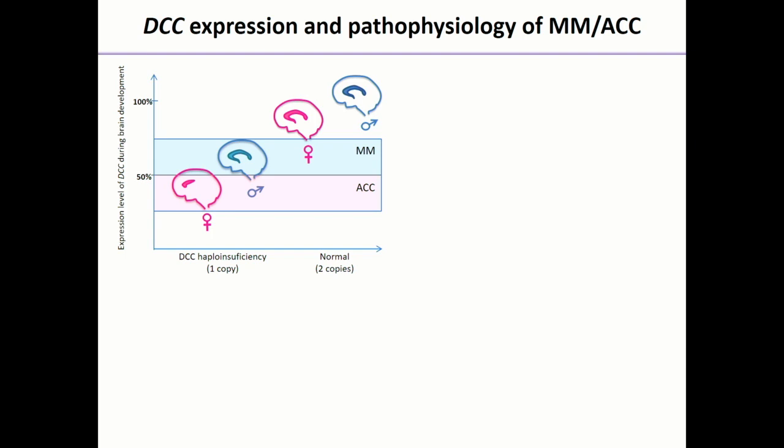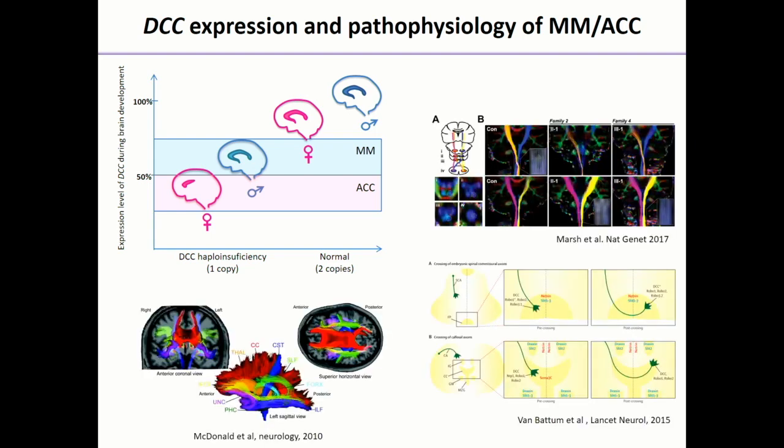DCC during development. So of course, if you have 2 copies, you have more DCC, or a normal amount of DCC. If you have only 1 copy, if you are a female, you have a bit less DCC expressed than if you are a male. But probably this is too simplified, too simplistic, because actually mirror movements were shown to be a defect from the corticospinal tract, which is a different tract compared to the callosal tract.